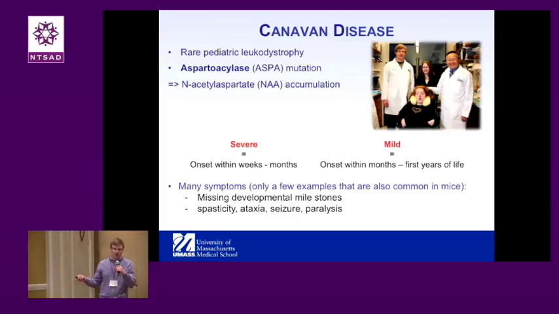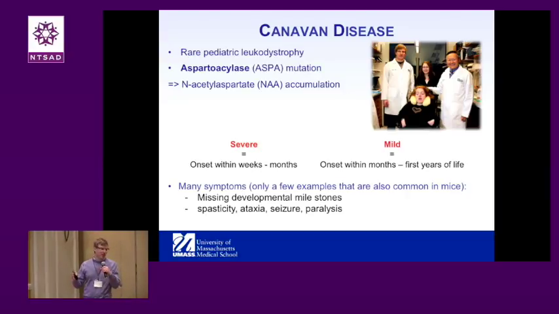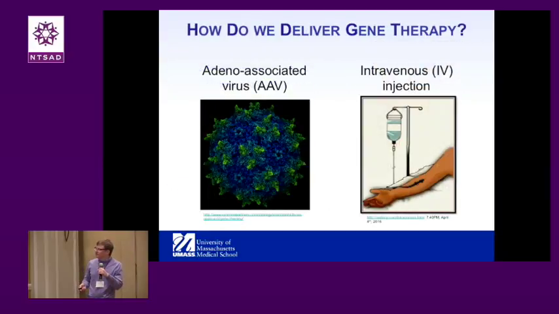People have been trying to divide Canavan disease into severe and mild forms, which is primarily determined by the onset of disease. I want to highlight a few symptoms that we also see in our mouse models, like ataxia, which means the coordination is off, seizure, and paralysis. We are using a virus that has no associated disease, called adeno-associated virus. We put the healthy gene inside and then inject it intravenously, using a dose that can efficiently target the entire brain.